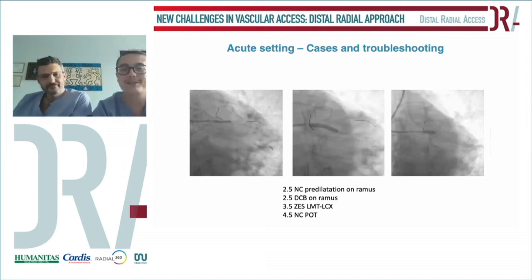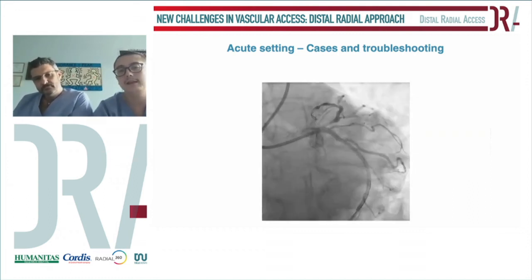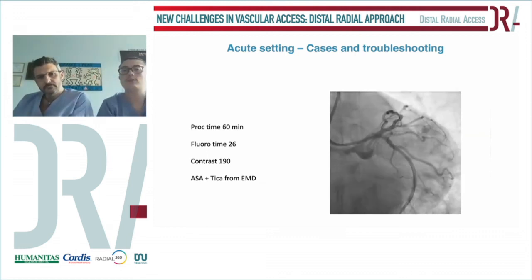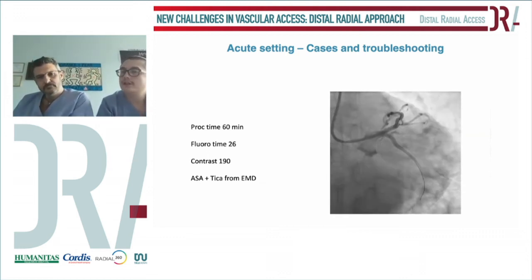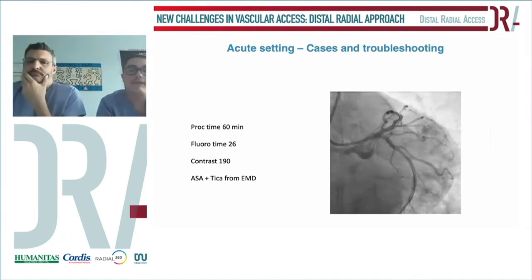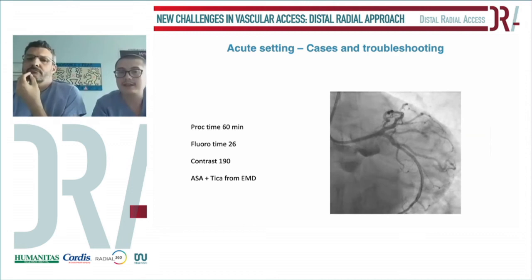on the ramus, drug-eluting stent on the circ, left main towards circ, POT. Obviously, the left main towards LAD suffered a little bit. We rewired the LAD and performed a reverse culotte, final kissing, final POT, and this was the final result. It is not a super complex procedure, but just to show that every procedure can be performed through distal approach. Every procedure that can be performed through proximal approach, because it's more or less the same.